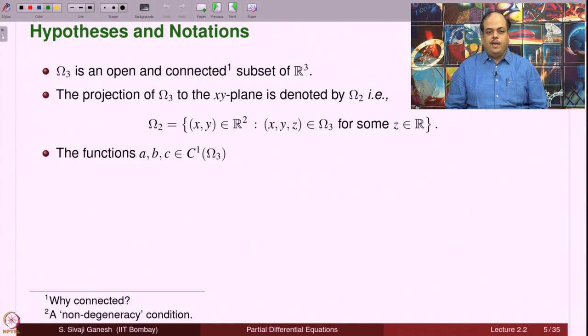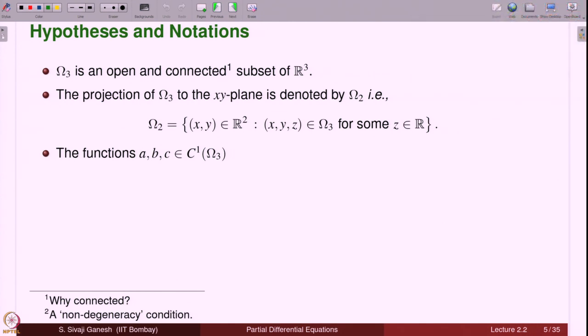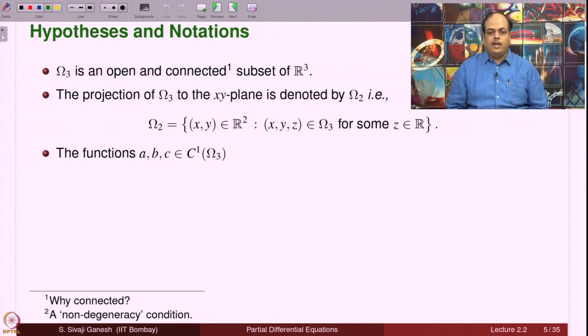So, the functions a, b, c, which will be playing a role in defining the quasi-linear first order PDE, are assumed to be C1 functions on omega 3, that is continuously differentiable functions on omega 3, which is equivalent to assuming that all partial derivatives of a, b, c with respect to the 3 variables exist and are continuous on omega 3.